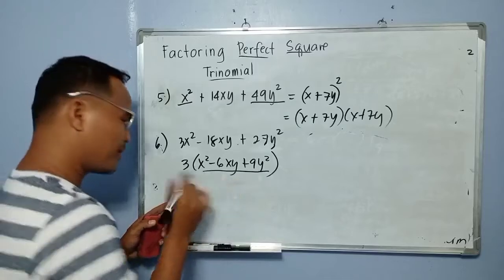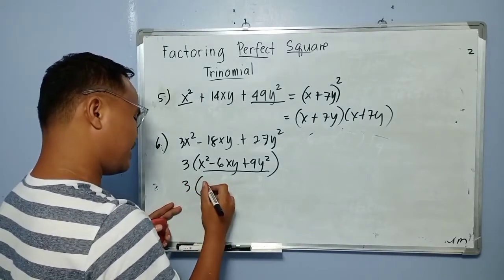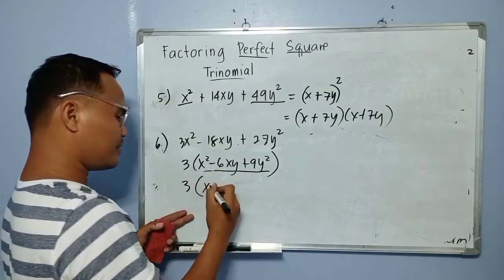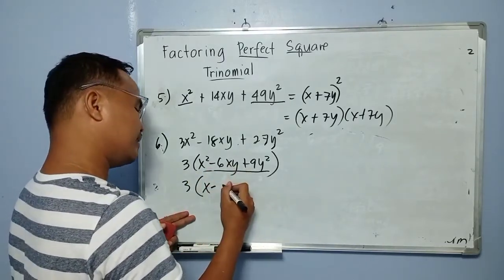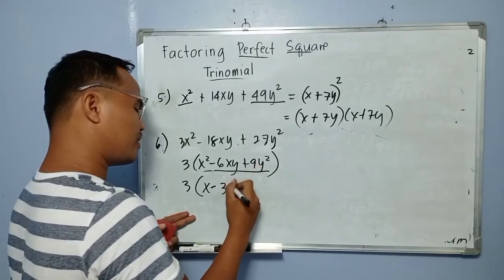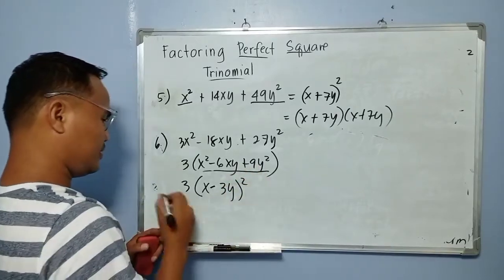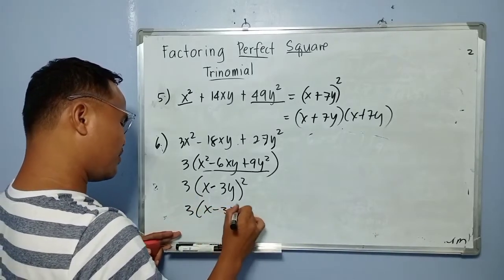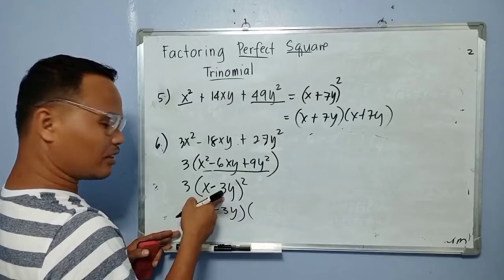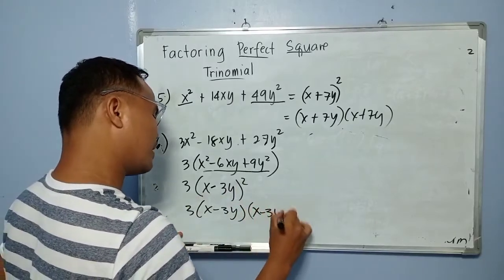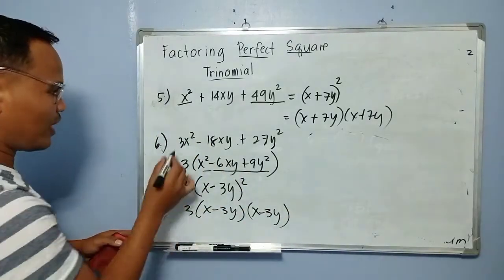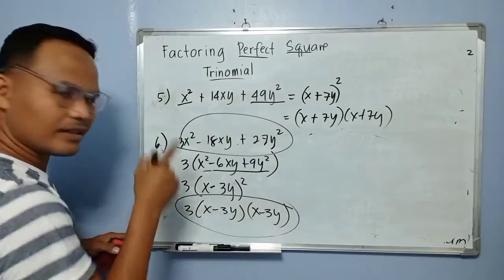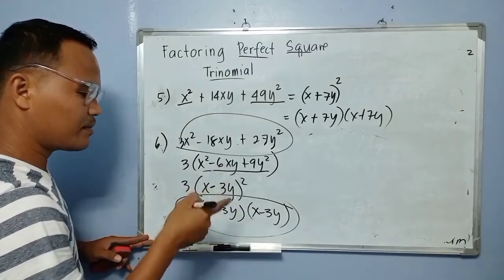So we can factor this. We have 3 times the square root of x squared, that is x. What is the sign here? Minus. The square root of 9 is 3, and the square root of y squared is y. Okay, so we have x minus 3y, which we can rewrite in factored form. Therefore, the factors of this trinomial are 3 times x minus 3y times x minus 3y.